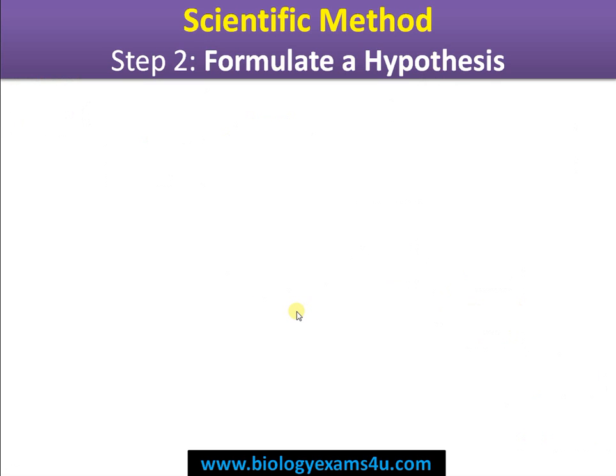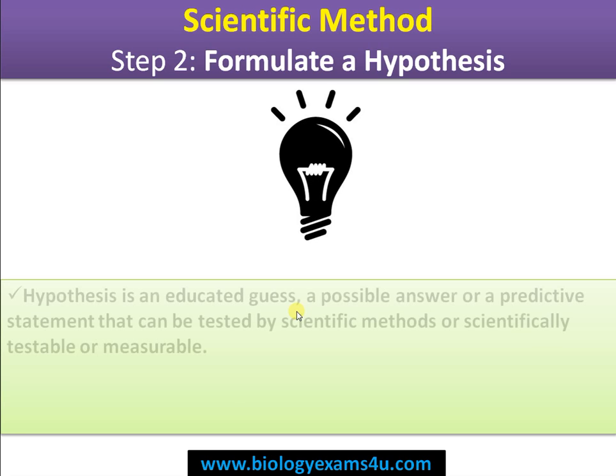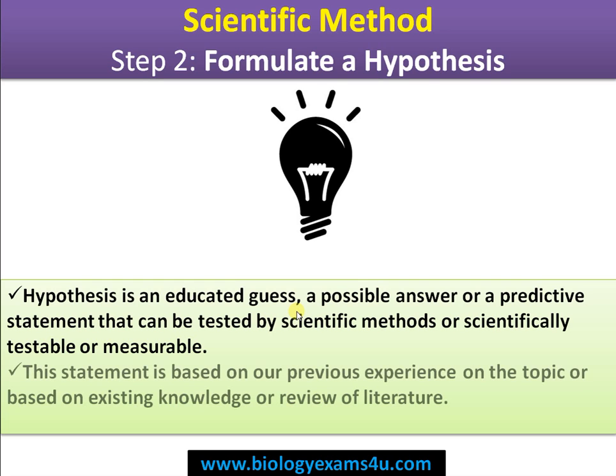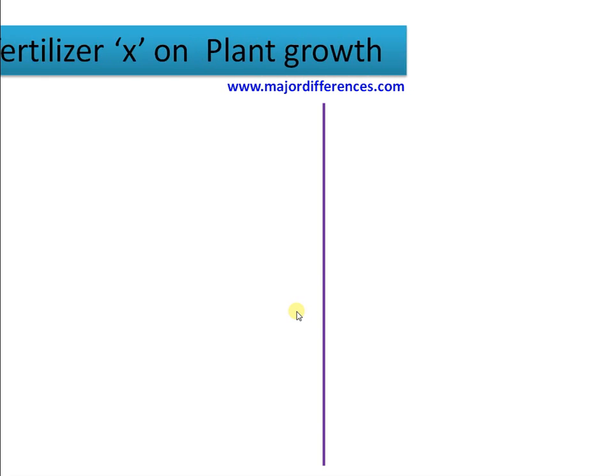First of all, starting with the definition of hypothesis. Hypothesis is an educated guess, a possible answer, or a predictive statement that can be tested scientifically. So it's based on previous experience on the topic, or by review of literature, or based on existing knowledge. In an experiment, there are two types of hypothesis: alternative hypothesis and null hypothesis. So let's explain the concept with a simple example.